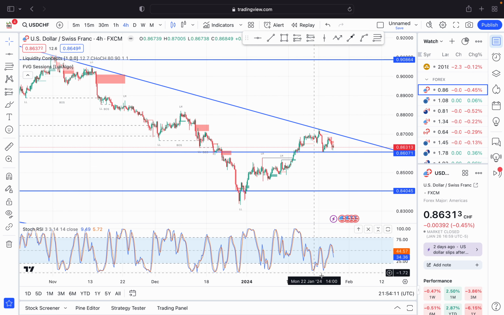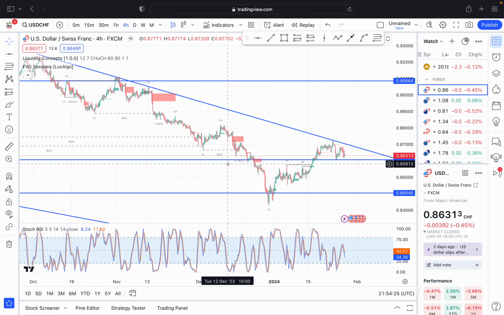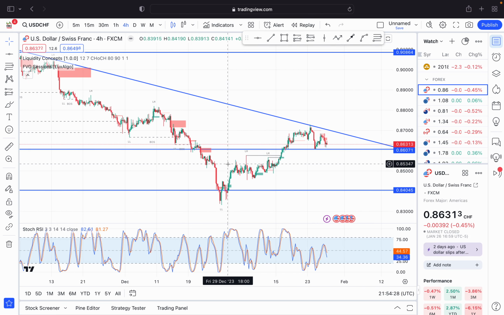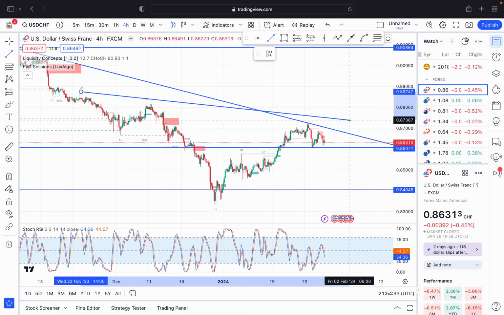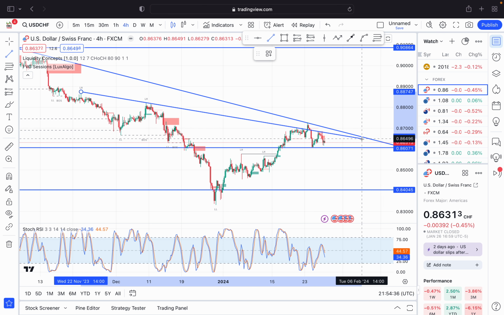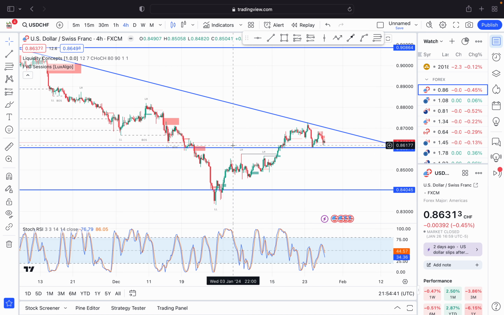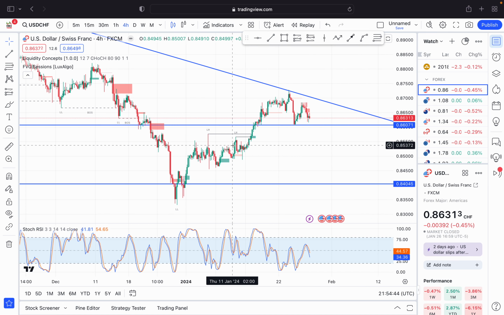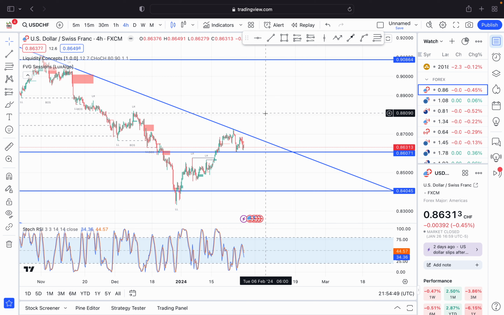Remember, it's always got to be oversold if you want to go long, and if you want to go short, it's always got to be overbought here on the stock RSI. It's a 3314 as well. So that's how I analyze the charts. You could always find a trend line as well on the 4-hour. Yeah, there's nothing there. I'd always be looking to short this pair really, because we're in an overall downtrend.